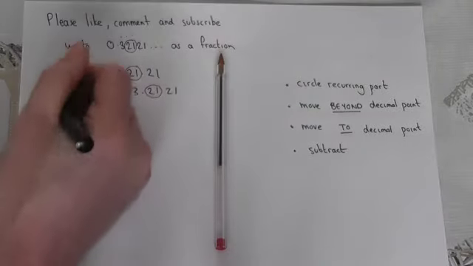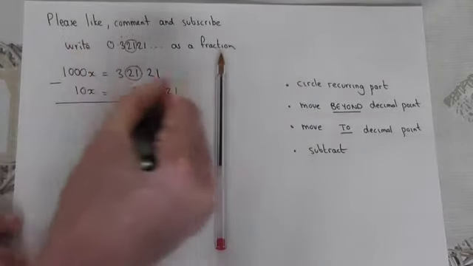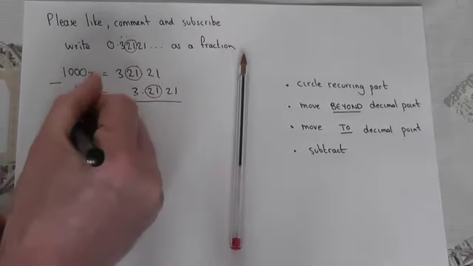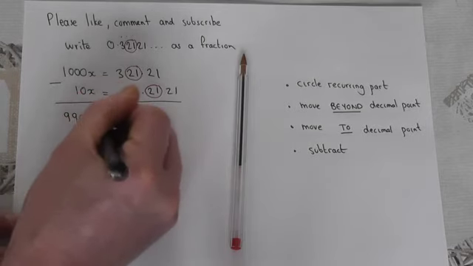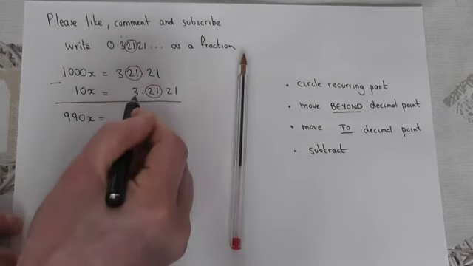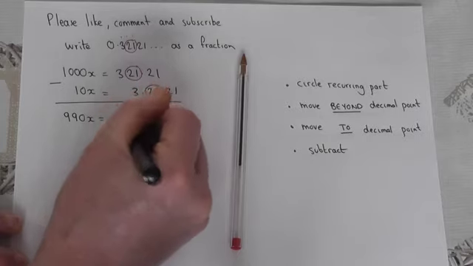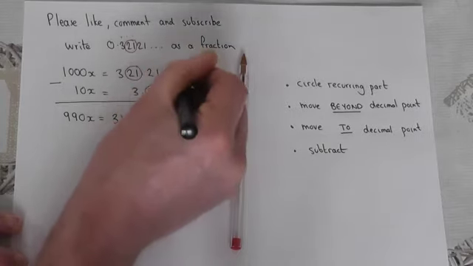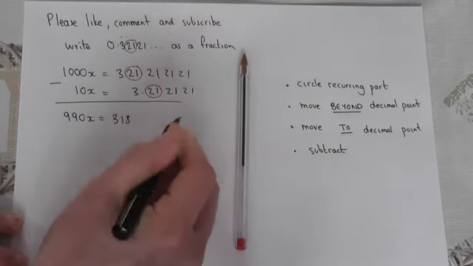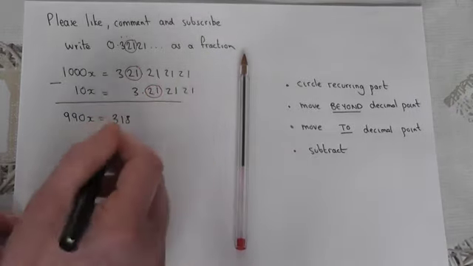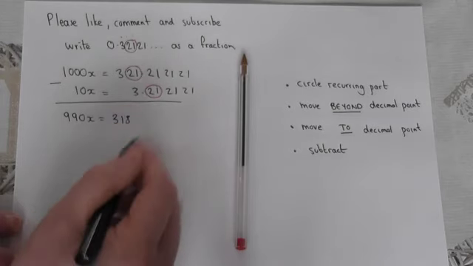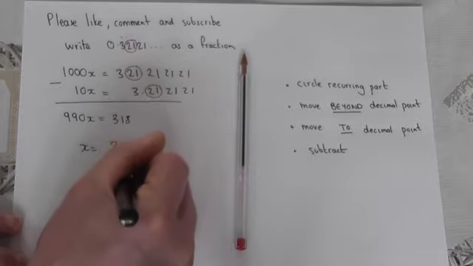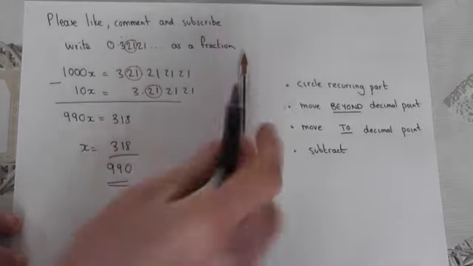Then, to finish off, I find the difference, I subtract, because something clever happens. 1,000x take away 10x is 990x. 321 take away 3 is 318. But the point is, all the 21s that go on forever and ever after the point all cancel off. So it just becomes 318. So the fraction just is 318 over 990.